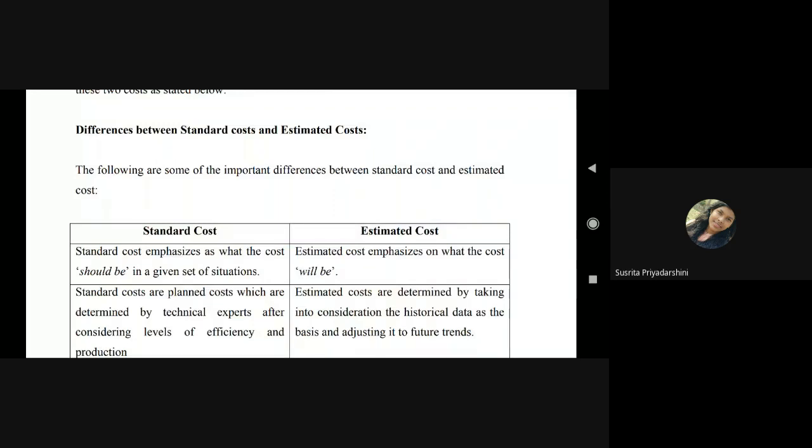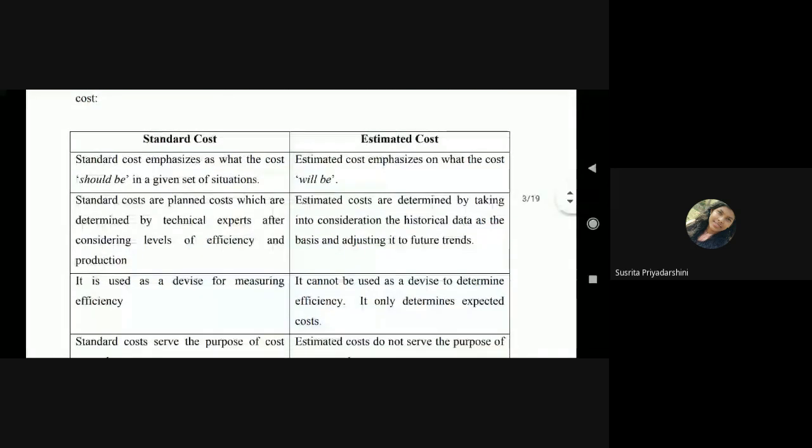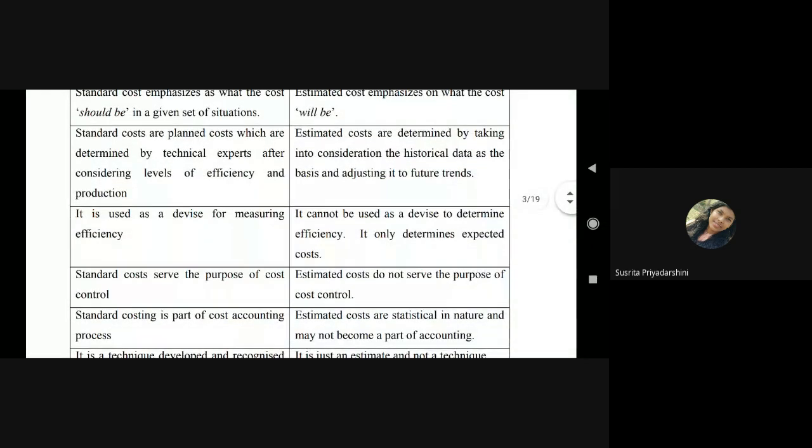Okay. Next, standard costs are planned costs which are determined by technical experts after considering the level of efficiency and production, but estimated costs are determined by taking into consideration the historical data as the basis and adjusting it to the future trends. So these are the main 2 points, and you can go through all the other points given to you in the study material itself.